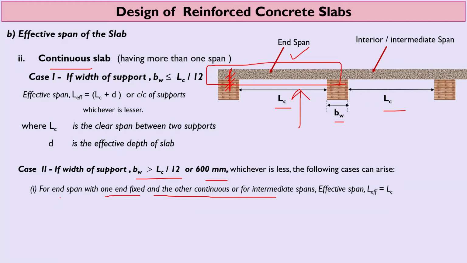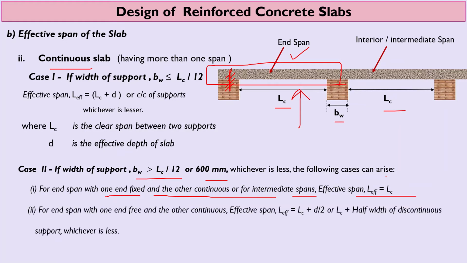And for end span with one end fixed and other continuous, or intermediate span, then L effective will be equal to the length of the clear span. And for end span with one end free and other end continuous, now if this end is not fixed, that means this end is free, simply supported, and the other end is continuous. So this will be the continuous end, this will be the free end if it is placed on the walls. Then you have to take note of this particular step number 2, and accordingly we have to find out what is the effective length of the span.